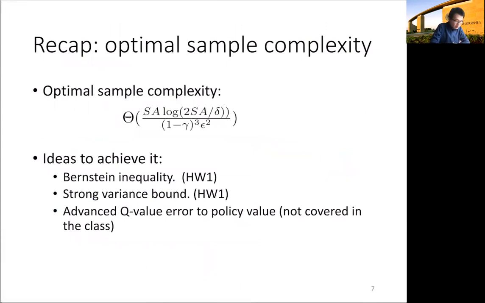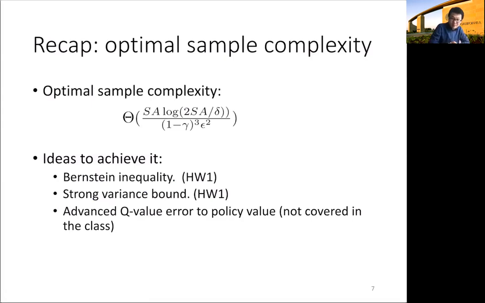Okay, so we didn't get to talk about how we can achieve this, but there are some ideas that you will be working on to move towards this goal by applying the different techniques that we have already learned. For instance, you'll be applying Bernstein inequality in homework 1, together with a Bellman equation for variance that you will derive in homework 1, to improve the dependence on 1 over 1 minus gamma.